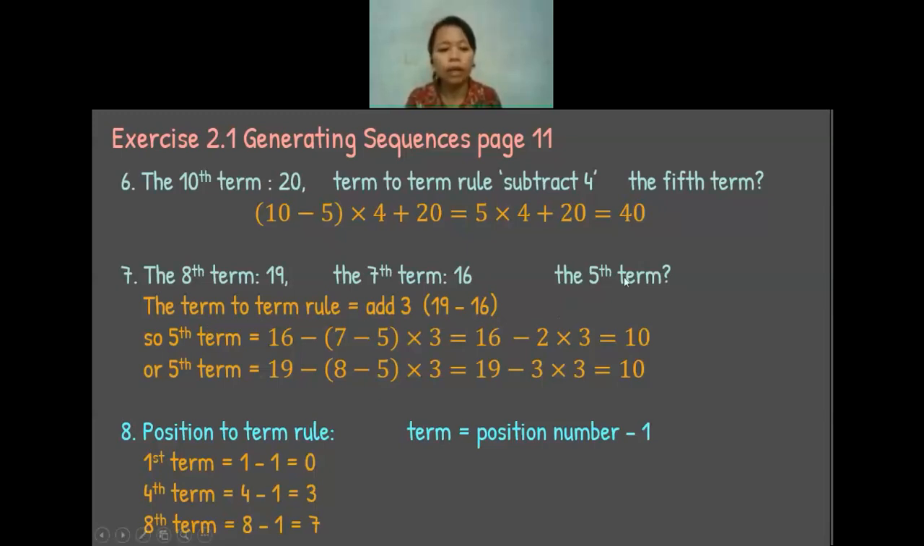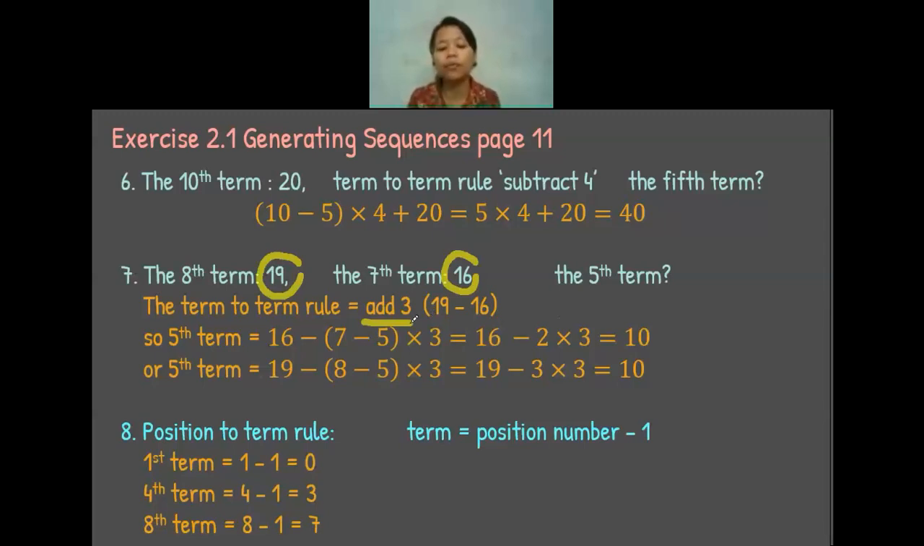For question 7, in here we already have the 8th term and 7th term. So from here we can find the term-to-term rule. The 7th term, the next term is the 8th term. From 16 into 19, I do add 3. So the term-to-term rule will be add 3.